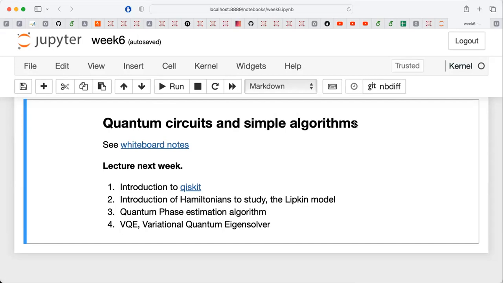So next week is going to be dedicated to the way we set up quantum gates and perform calculations, and then the Hamiltonian systems which we want to simulate.